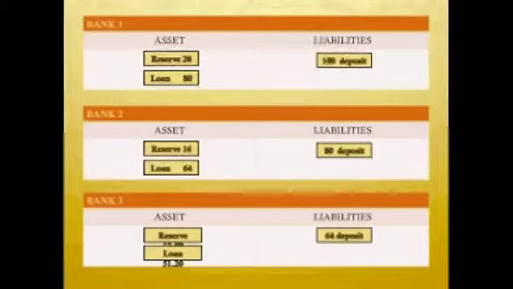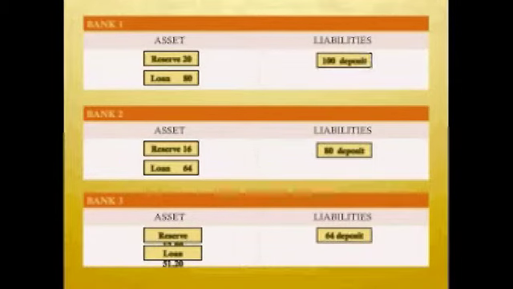After Mary's deposit, Bank 1 can make a loan up to $80 to Bill because it needs to keep only $20 of its $100 deposit as reserve. In other words, Bank 1 has $80 in excess reserve.